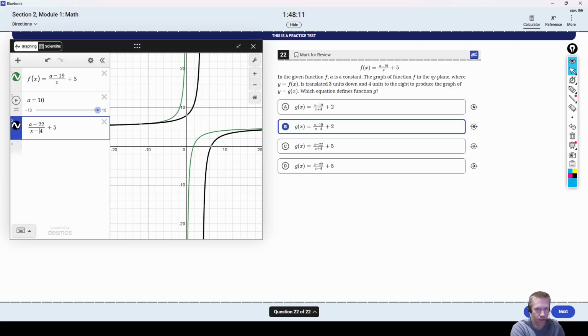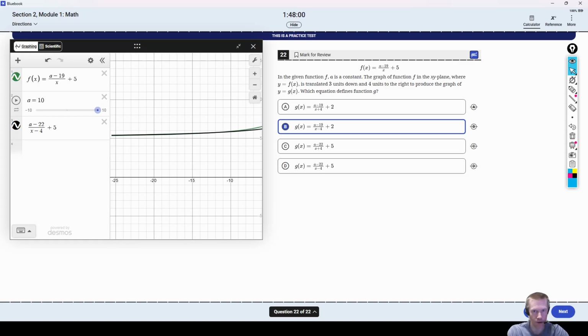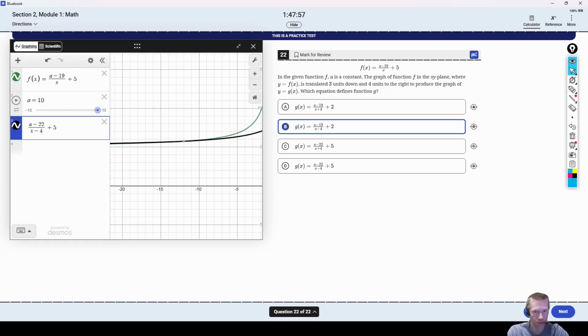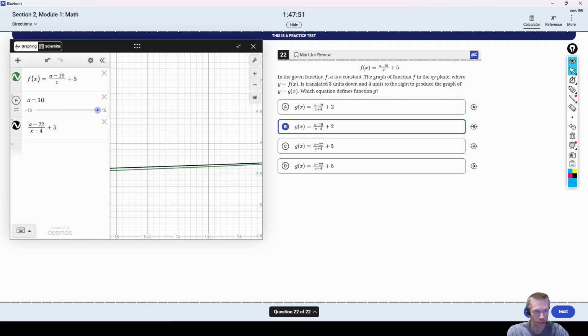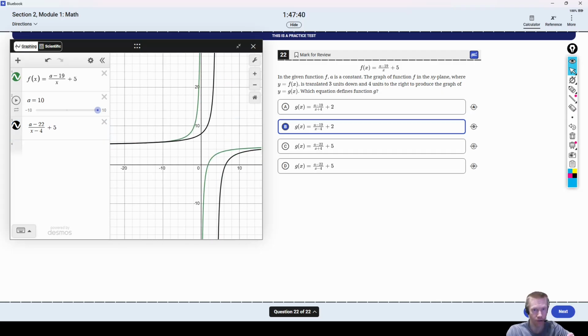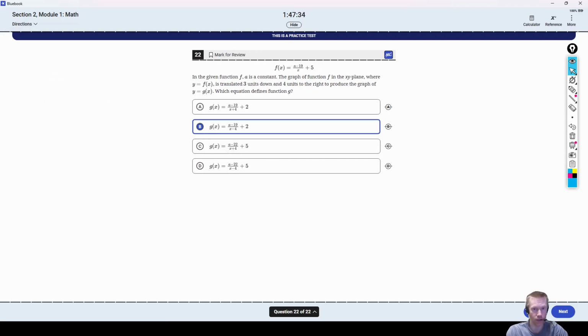And let's check D. This one, it looks like it goes to the right, but notice it doesn't look like it goes down, especially it doesn't look like it goes down 3 units, because way out here at the edge, notice the translated one is actually above the green one here, which is not what we want. We want the translated one to go down 3 units, which means the black should be below the green by 3 units at every single spot. So that just confirms that that one is incorrect, and therefore the correct answer is letter B.